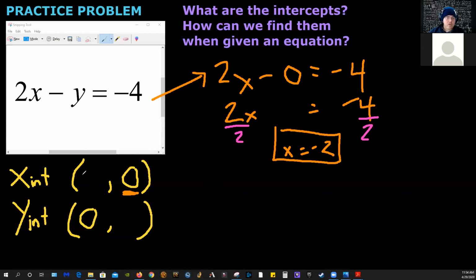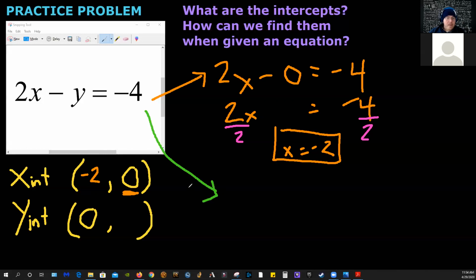Whew, that was close. Okay, let's say that again. When y is equal to 0, x turns out to be equal to negative 2. So our x-intercept is at negative 2, 0. So glad no one saw that, he said to YouTube.